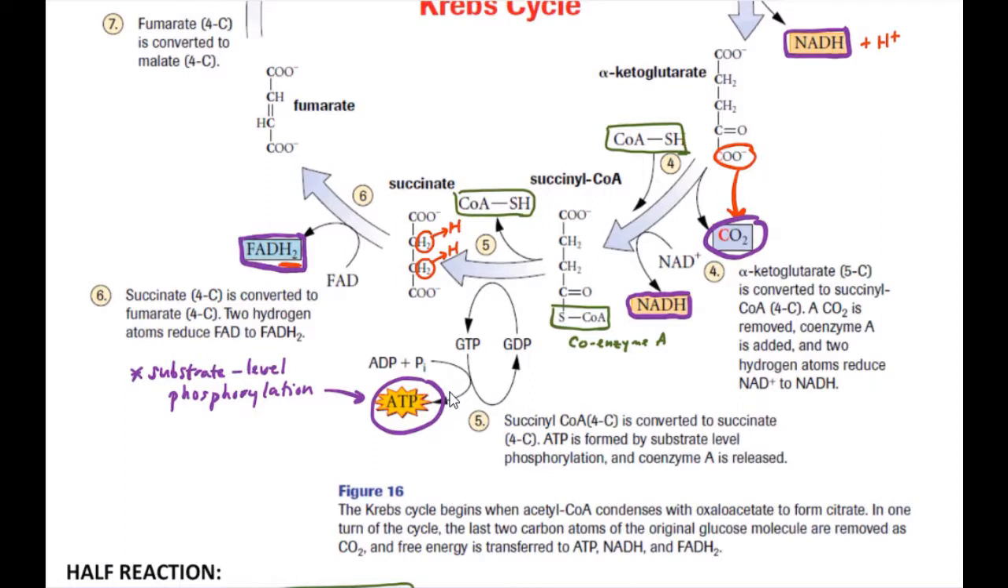1 per cycle. Keep in mind, we are using 1 acetyl-CoA so far to run this, but I have 2 acetyl-CoAs. I had 1 glucose broken down into 2 pyruvates, which became 2 acetyl-CoAs, so this cycle runs twice. Okay, so per cycle, 1 ATP. Per glucose, this runs twice, I'd end up with 2 ATP. So you have to know what's your starting point.